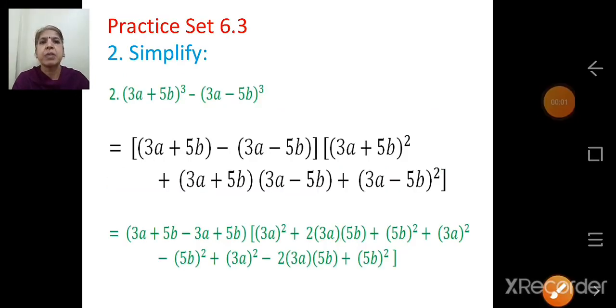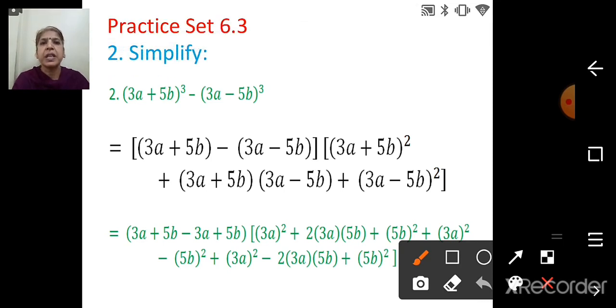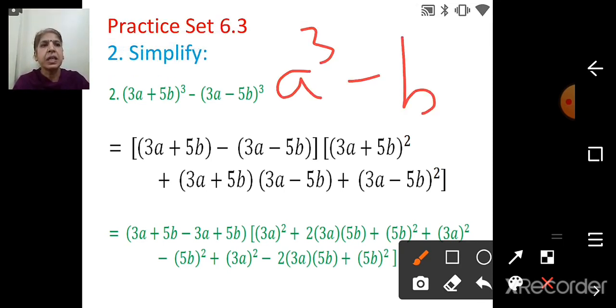Practice set 6.3. Second question, simplify. In that second question, 3a plus 5b the whole cube minus 3a minus 5b the whole cube. And it is based on which formula children? It is based on the formula a cube minus b cube, right? So our first term a is 3a plus 5b and our second term b is 3a minus 5b.